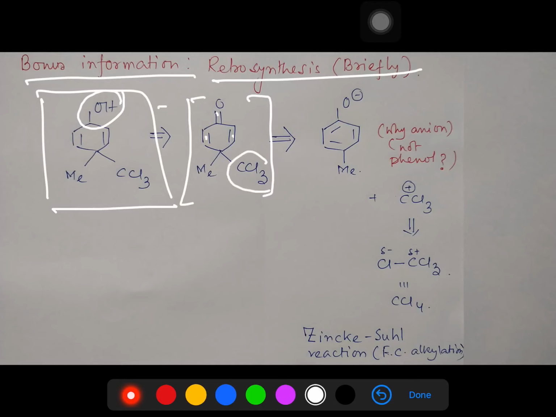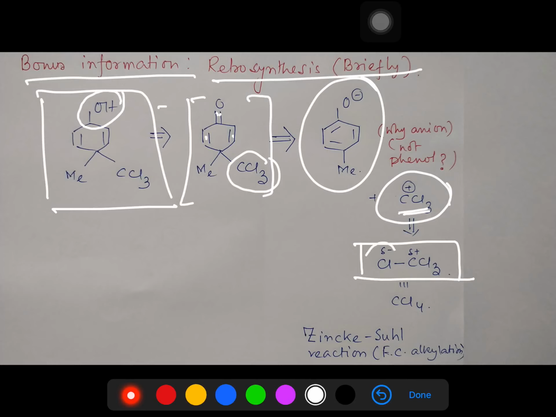See, it's a CCl3 at the para position and in quinone form. So the simple thing is, from phenolate plus CCl3+. What could be the source of CCl3+? See, carbon is having a plus charge and is attached to CCl3. Simple logic, this means attached to a delta negative chlorine, which is equivalent to carbon tetrachloride. So this could be the source of this reagent.